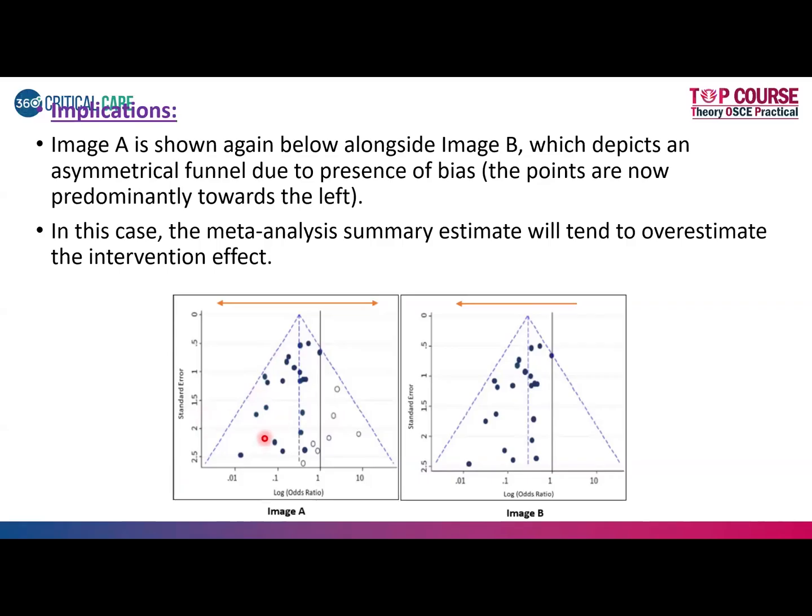Image B depicts an asymmetrical funnel where all the studies are basically pushed to one side. Why is this happening? Probably there is a bias in the studies, which is why all the points are pushed towards the left. In the meta-analysis summary, the summary estimate will tend to overestimate the intervention effect, so the outcome of the study will probably overestimate whatever the intervention effect is.